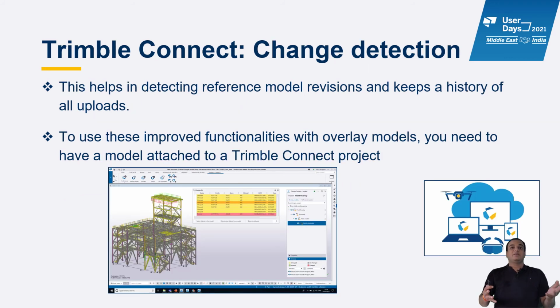The change detection function allows you to detect the reference model revisions and keep the history of all uploads you made in the past. For this feature, you need to keep the reference model name the same throughout, as if you change the name, it will be considered a different reference model and it will not detect any changes from the previous upload. To use this feature with the overlay model, you need to have the model attached to Trimble Connect.